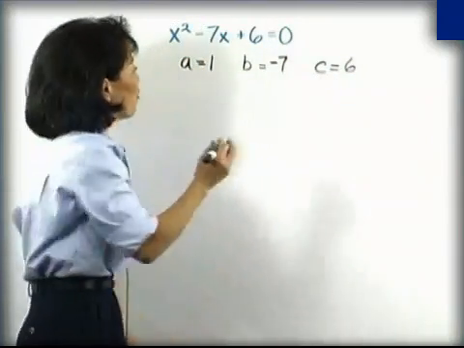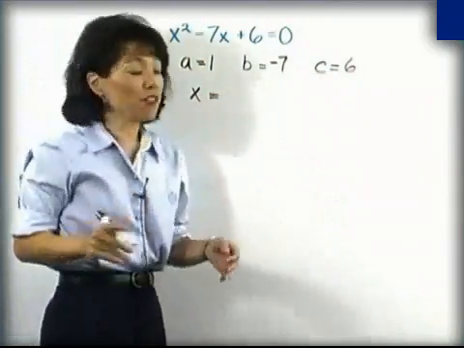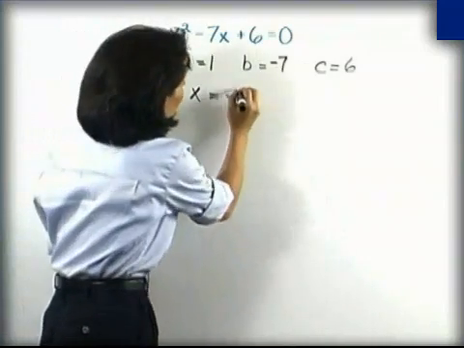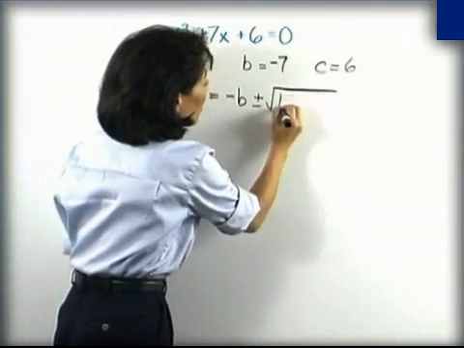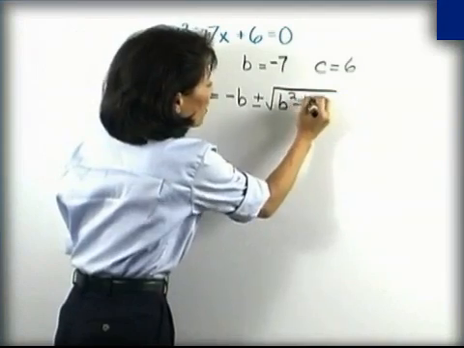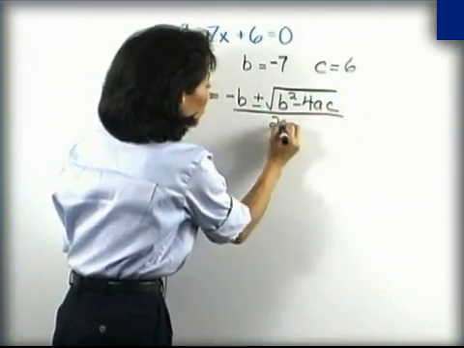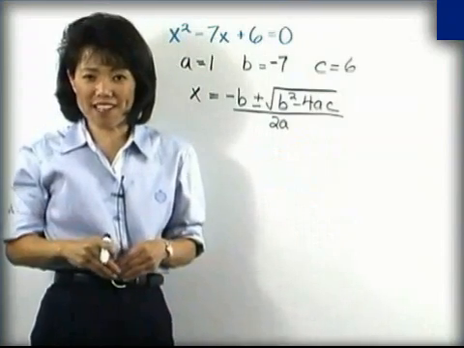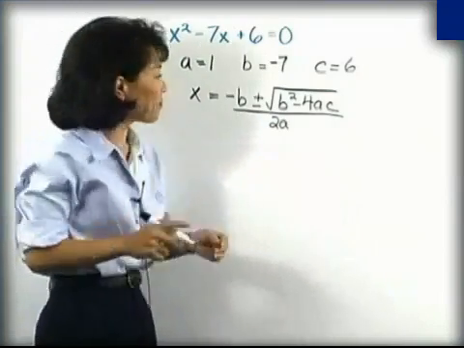Now to use the quadratic formula, let's just write it one time so that we don't forget what we're using. The quadratic formula says that x is equal to -b plus or minus the square root of b squared minus 4ac, all over 2a. Make sure you have that memorized. That's important in using the quadratic formula.